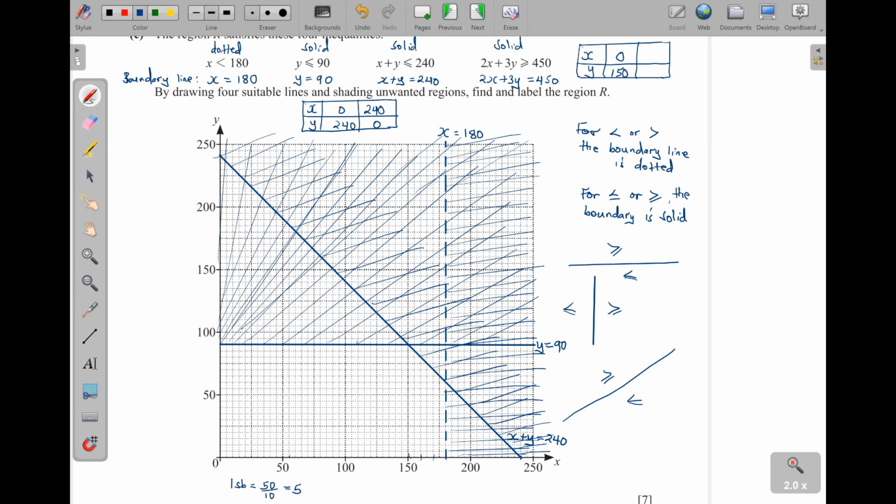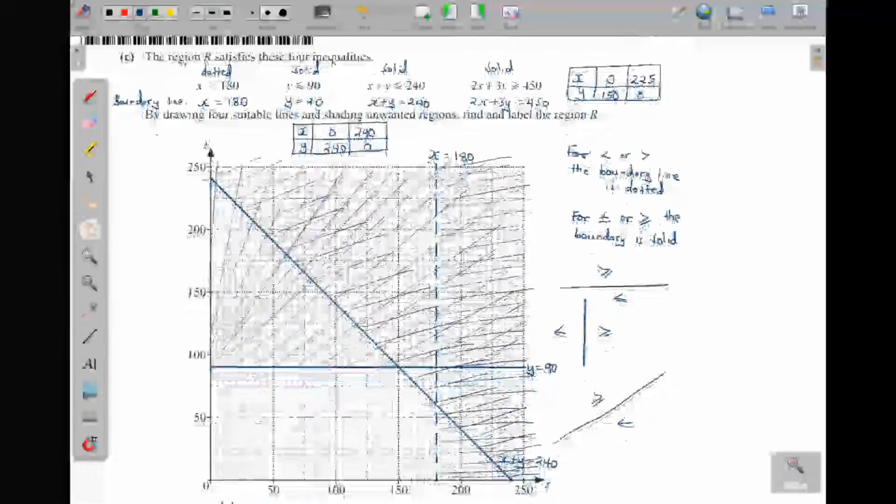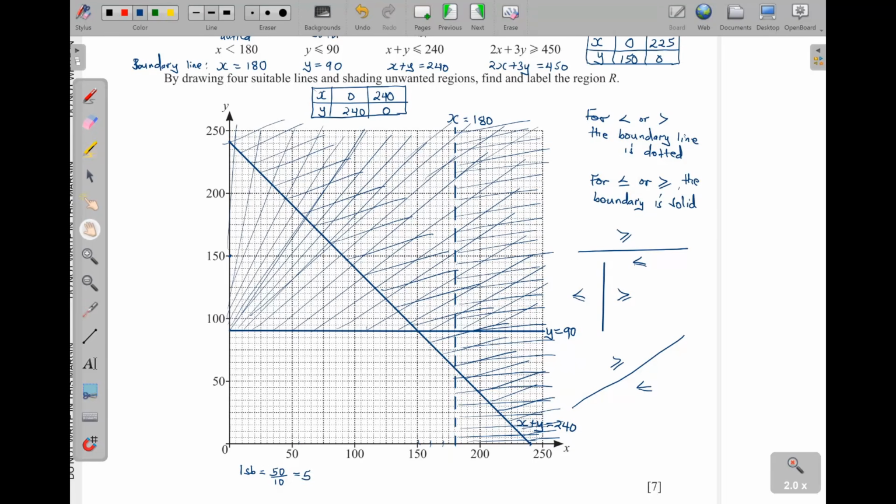And then if y is 0, put here 0. So 450 divided by 2, you get 225. So I have 225. Now I come and plot 0, 150. 0 and then 150. This is the point here. Then the other one is 225. This is 200, 210, 220, 225 is here. Then I connect those ones.